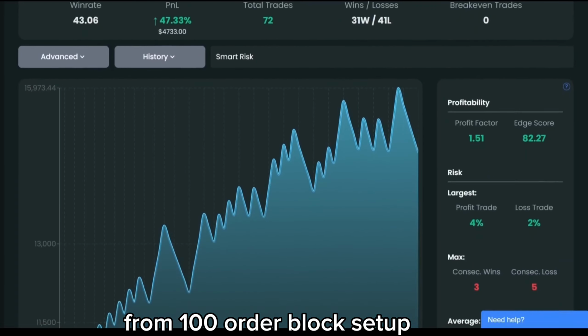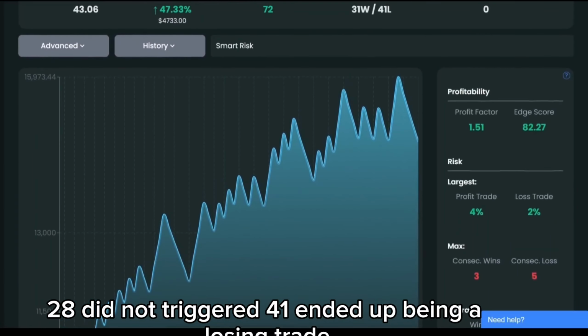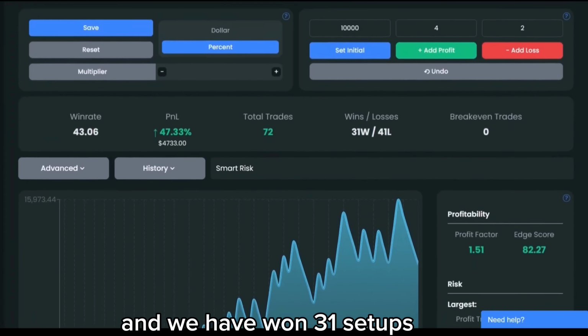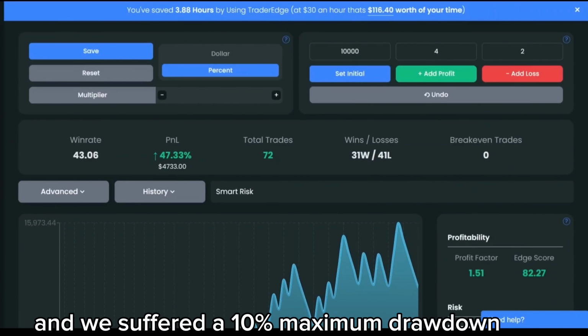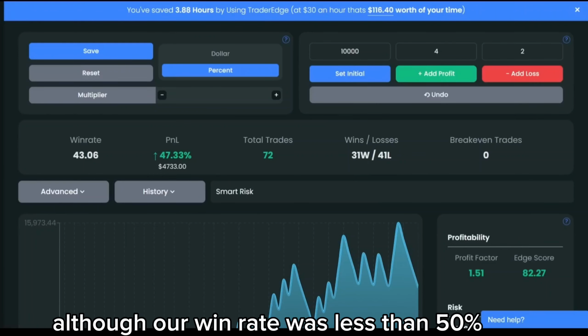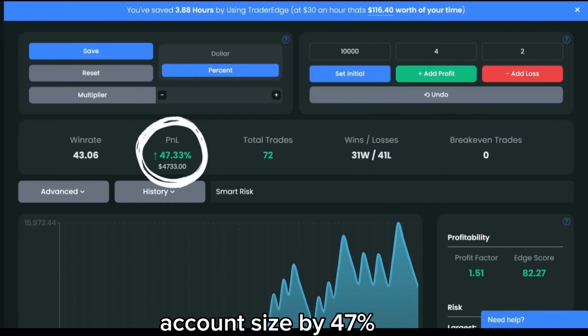From 100 order block setups, 28 did not trigger, 41 ended up being a losing trade, and we have won 31 setups. Our win rate was 43%, and we suffered a 10% maximum drawdown. Although our win rate was less than 50%, this trading setup raised our initial account size by 47%.